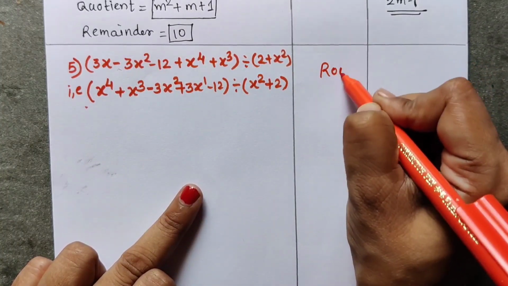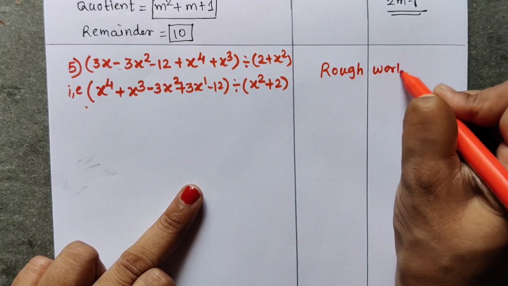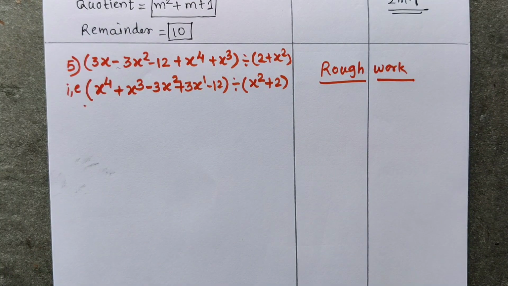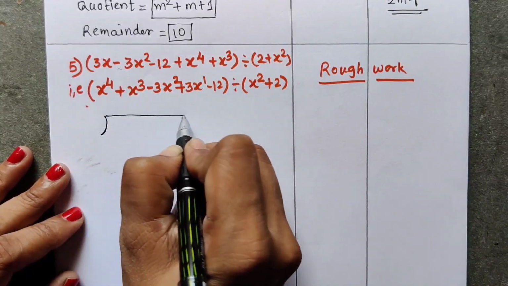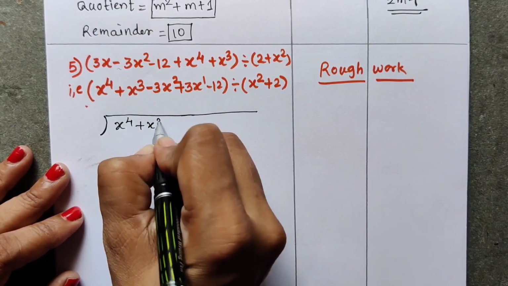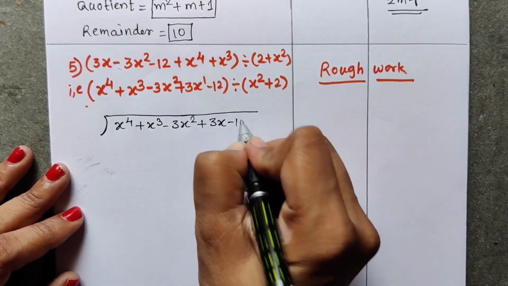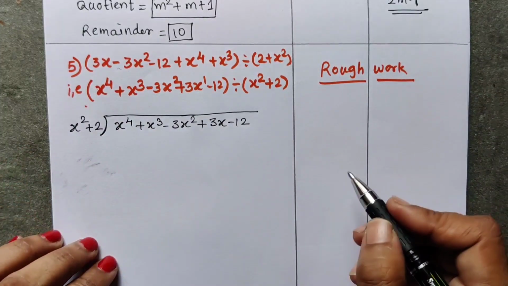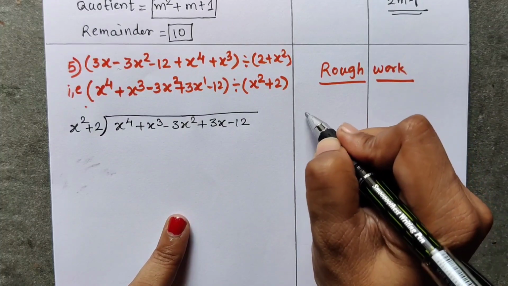Now as you all can see, I have made 2 columns. These 2 columns are for rough work, and on the left hand side we will do our main method. x raised to 4 plus x cube minus 3x square plus 3x minus 12 divided by x square plus 2. Now what we have to write in the quotient, that we will first find out.